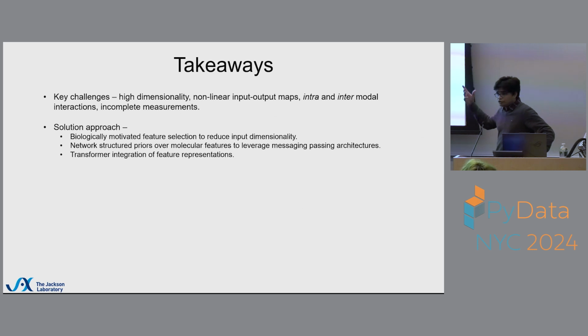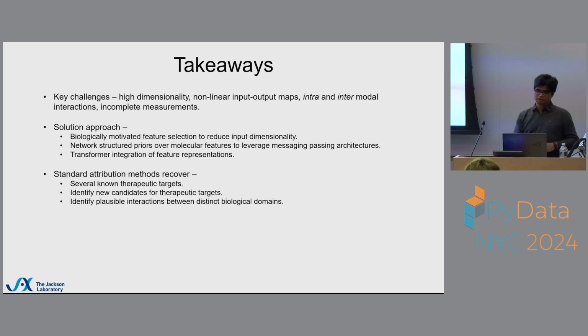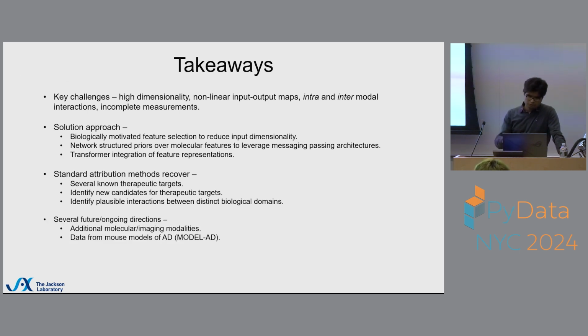Again, we leverage existing biological knowledge to set up a knowledge graph that tells us the relationship between our features that is relevant to the disease. Because we set up this graph, we're able to leverage the message passing machinery of graph neural networks, and then we use a transformer to integrate all of that information. We again use standard attribution methods like integrated gradients and integrated Hessians to validate the fact that we are actually recovering biologically relevant signals, but also to discover new potential therapeutic targets for AD, and also to identify an interaction between biological domains, which is new information.